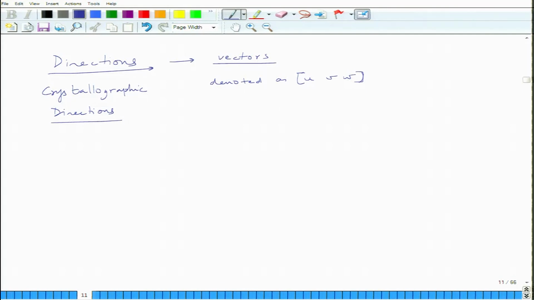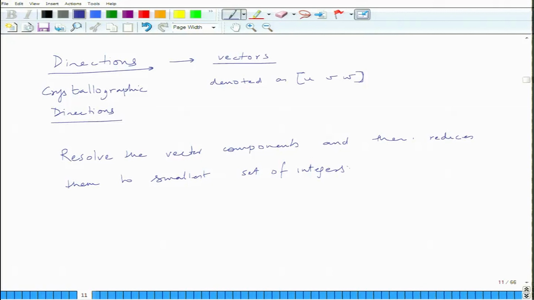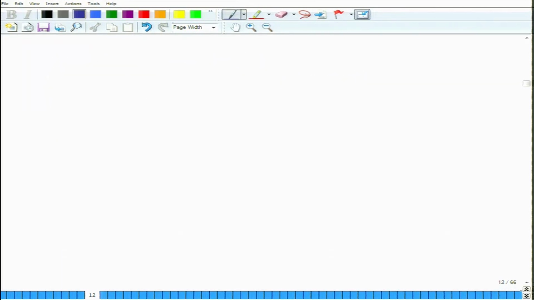Crystallographic directions. So, basically it is nothing but a vector. So, you resolve the vector components along the crystallographic axis and then reduce them to the smallest set of integers. Okay. So, let us see how we work along this.